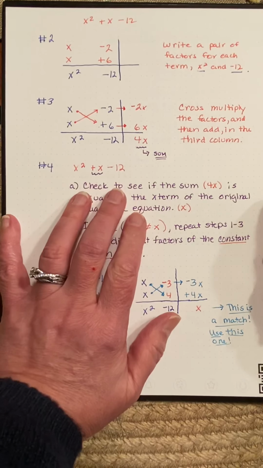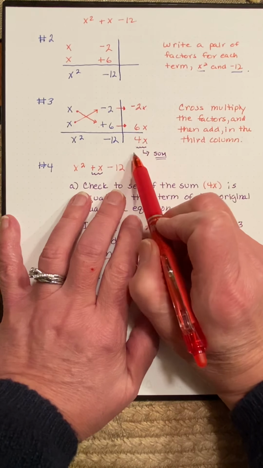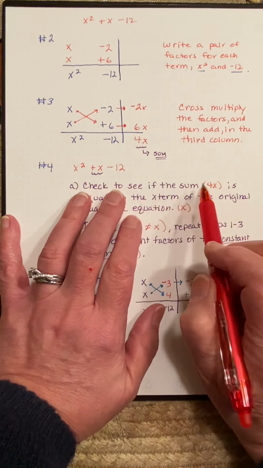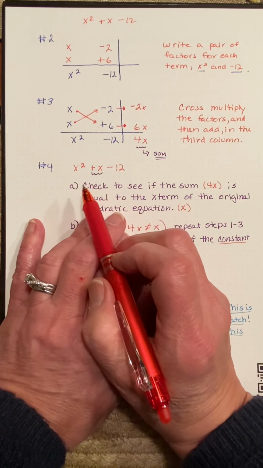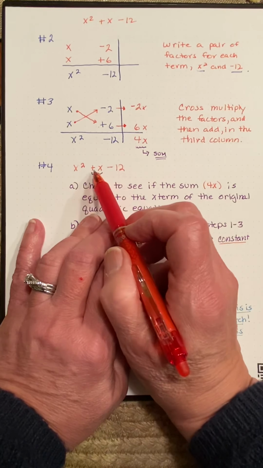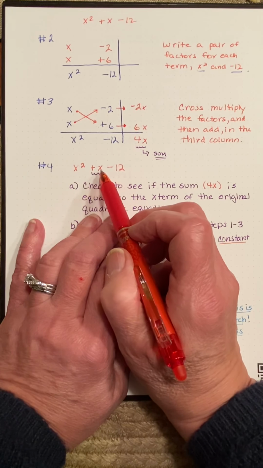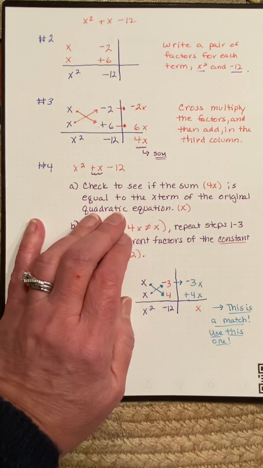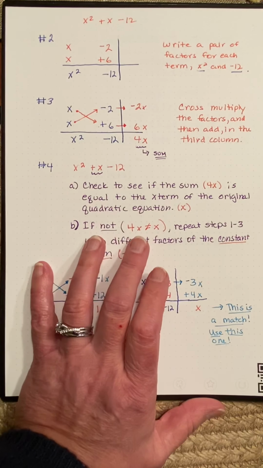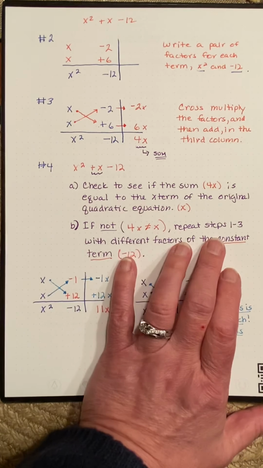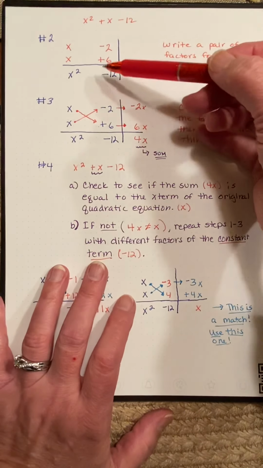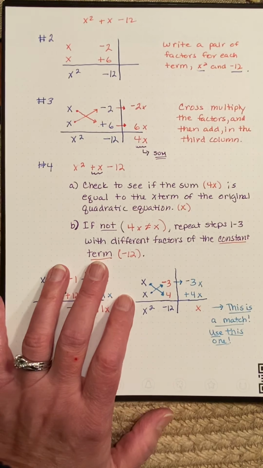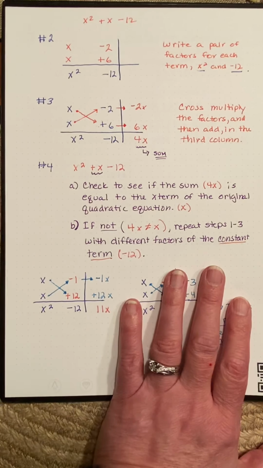Now the fourth step, I have to double check to see if my sum, which in this case is 4x, is equal to the x term of the original quadratic equation, so that middle term. And as you can see, the middle term is just x, and x is not equal to 4x. So in this case, if it's not equal, we have to repeat our first three steps with different factors. In this case, that would come to the constant term negative 12. So there's two choices. So here I go.